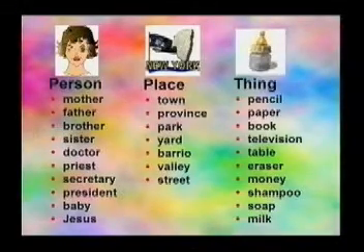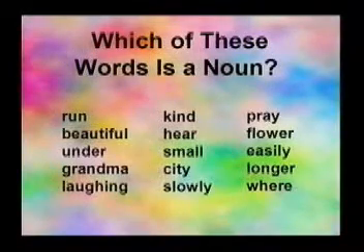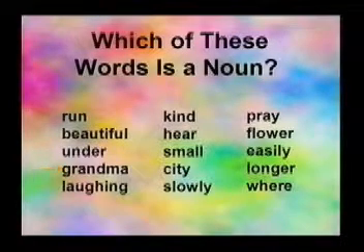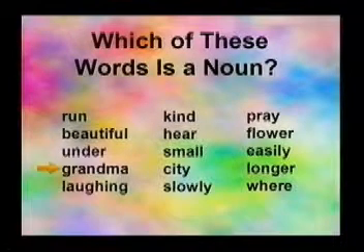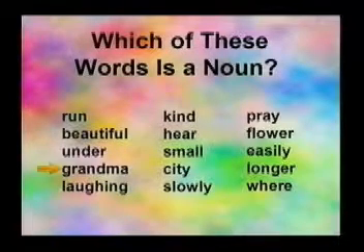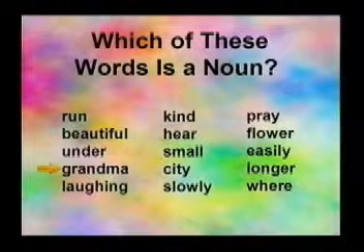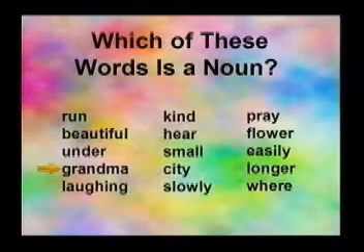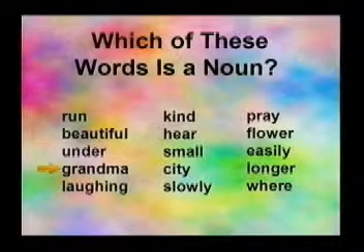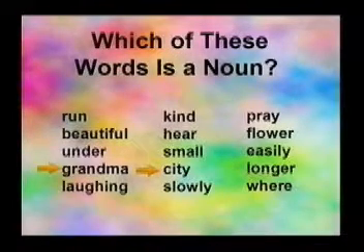Let's see if you can recognize which of the following 5 words is a noun. Listen carefully. Run, beautiful, under, grandma, laughing. If your answer is grandma, you're right, because it names a person. Listen to these next 5 words and tell me which is a noun. Kind, here, small, city, slowly. If you answered city, you're right, because it names a place.